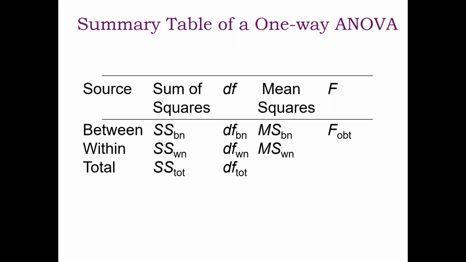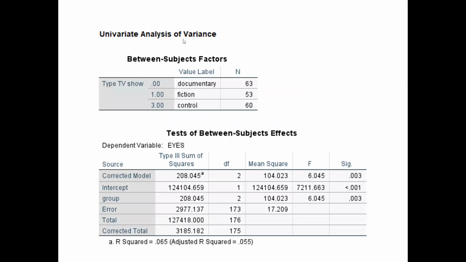This is the third and final recording for the lecture for topic 13, ANOVA. We left off the last part with a summary table of a one-way ANOVA, which is similar to what SPSS output looks like. So let's look at this. In this top table, we just have the labels for the three groups of the independent variable in our example, type of TV show, and the number of people in each of them. That's N for each group.